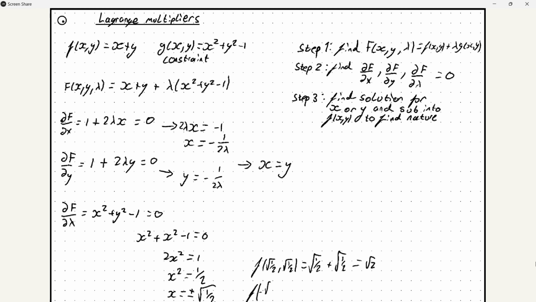And then we have minus root half, minus root half. Same thing again. Minus root 2. So we can see that this is the larger one. So here we have a maximum. And here we have a minimum stationary point.